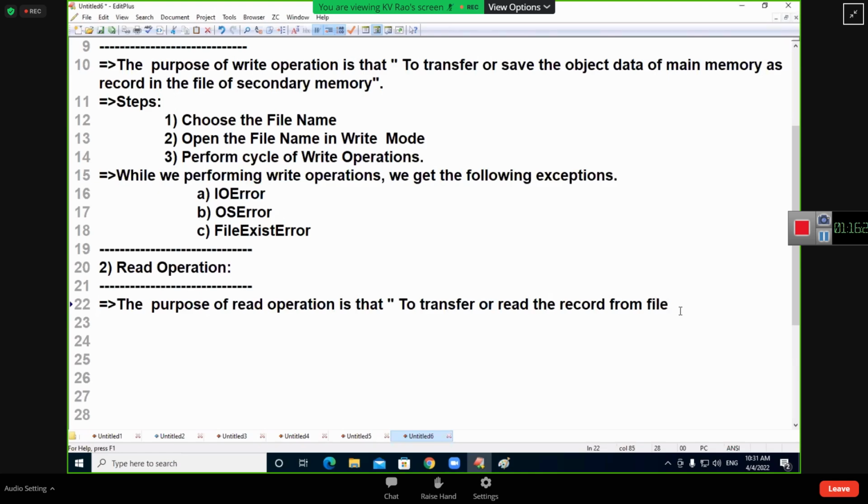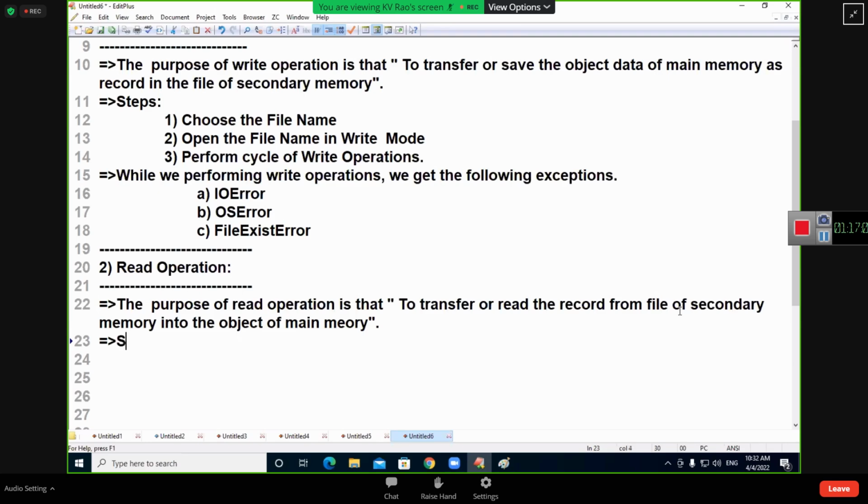File of secondary memory, from where? File of secondary memory into the object of which memory? Main memory. To transfer or read the record from the file of secondary memory into the object of main memory is called what? Read operation. Purpose: how many steps are there?